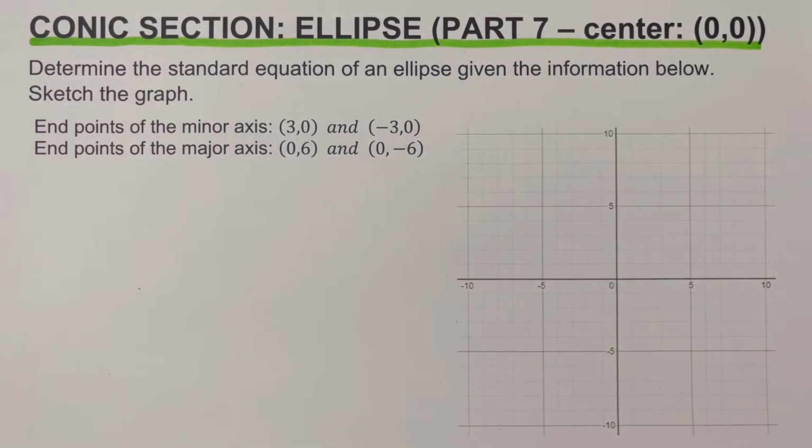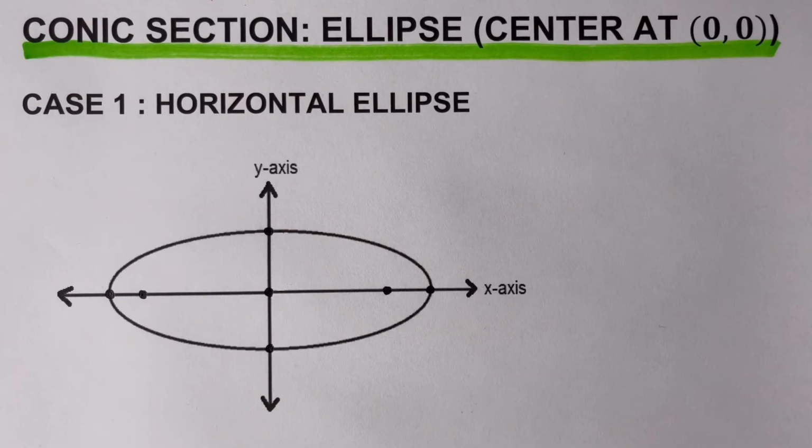But before we go over this example, let's review the parts of an ellipse and the two cases of an ellipse with center at (0, 0), or at the point of origin. We remember that there are two cases of an ellipse. The first case is the horizontal ellipse. Before we go over this case, let's look at the parts of every ellipse.